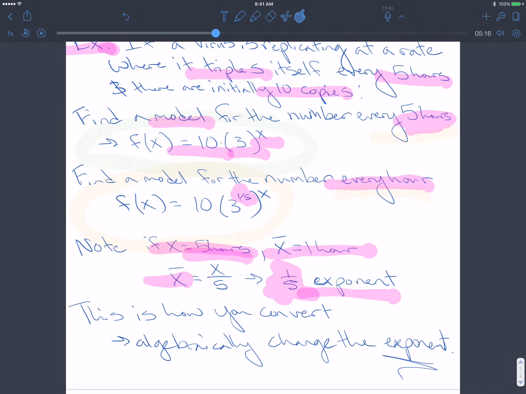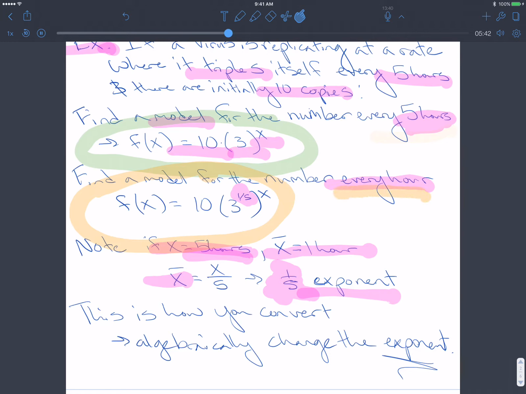Because if I substitute 1 into my every-5-hours equation, I'm going to change the color so it's a little bit more obvious what I'm doing. If I put that in here, then the 1 corresponds to 5 hours. And in order to get the same thing, I have to plug a 5 into this equation in order for that to work. And that's the key, right?